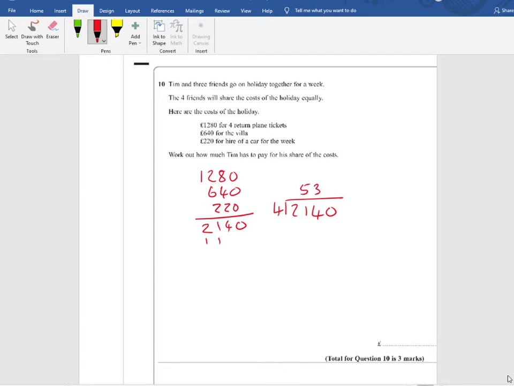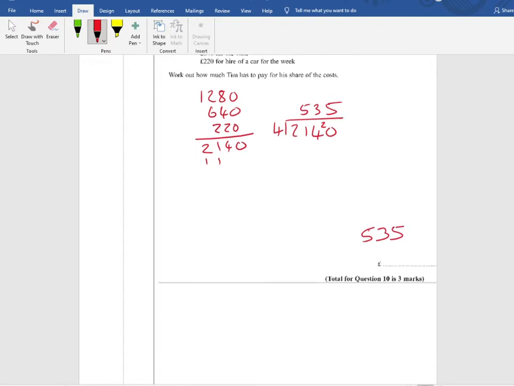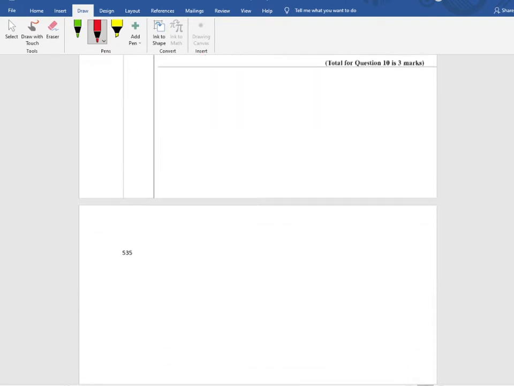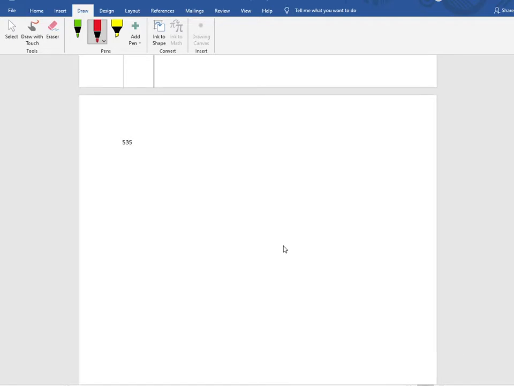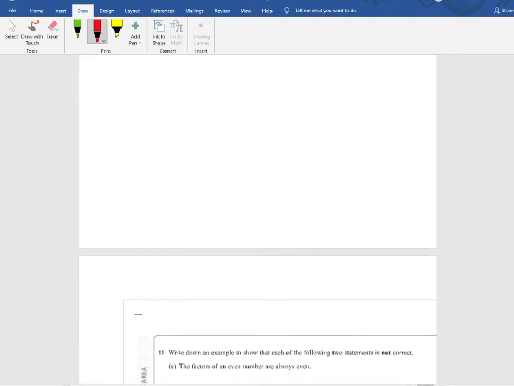3 4s are 12 with 2 over. 5 4s are 20. So it's 5, 3, 5. 5, 3. I got that. I don't know where that's coming from. The answer is whether it's me writing them down or secrets.